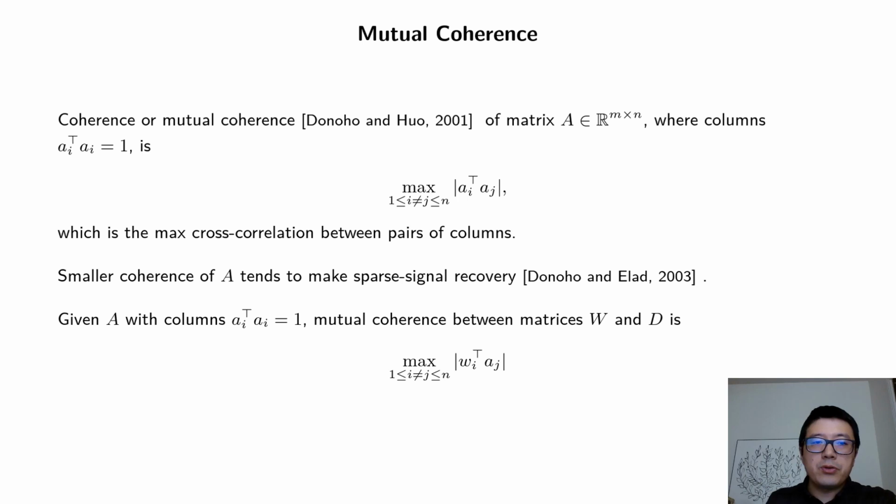And there's also mutual coherence between two different matrices. Suppose matrix A has normalized columns, then the mutual coherence between two different matrices is the maximum of their cross inner products.